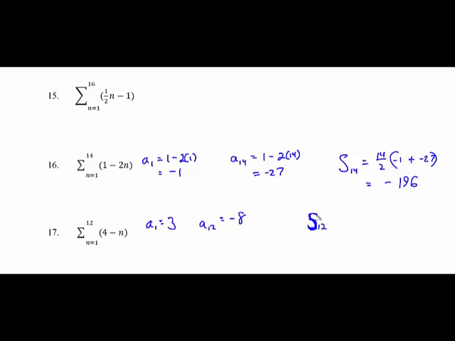So this is going to be my 12 divided by 2, and then the first term is going to be 3 plus negative 8. And 3 plus negative 8 is negative 5. Negative 5 times 6. The answer here is negative 30. And that sure does beat listing out 12 numbers and adding all those up.